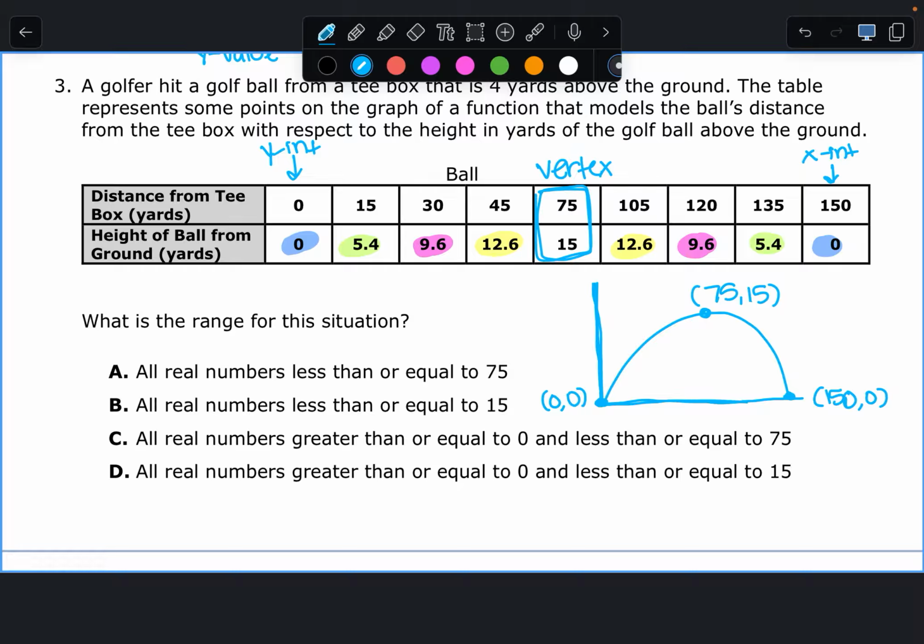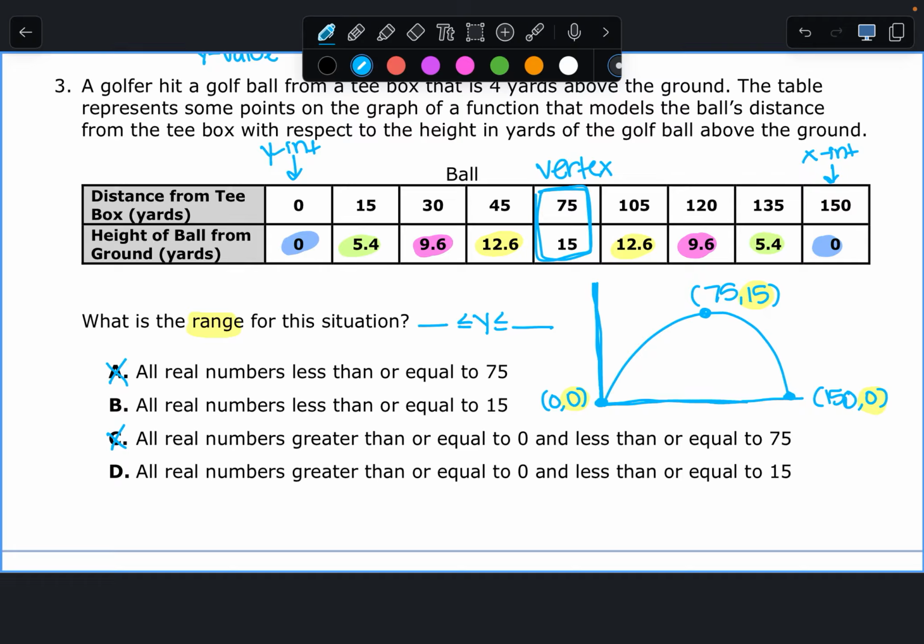All right. Now, we are looking for the range. Range are my y values. So let's find the range. Now, you can eliminate numbers just knowing that we're looking at the y values. What 2 answers would you get rid of? A and C. Why? 75 is an x value. Okay? Now, let's find the range.